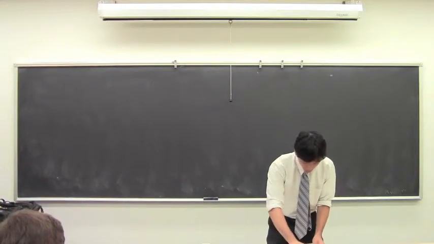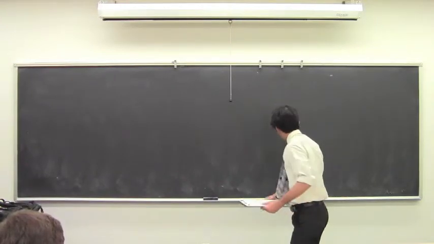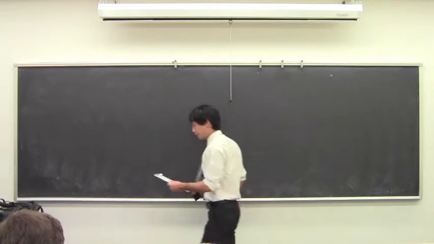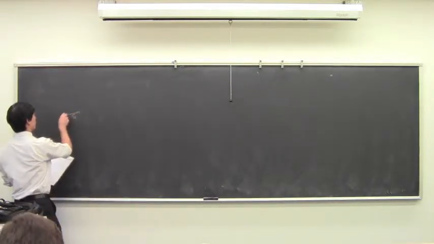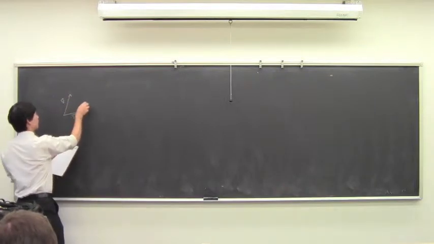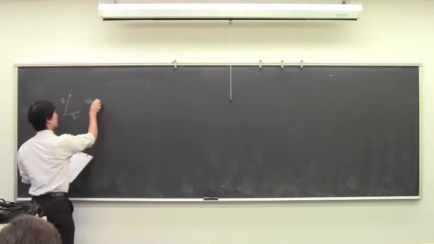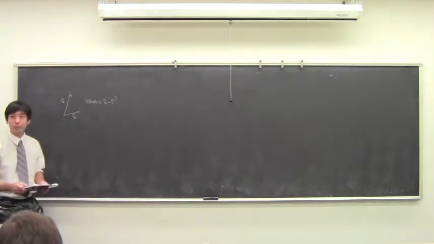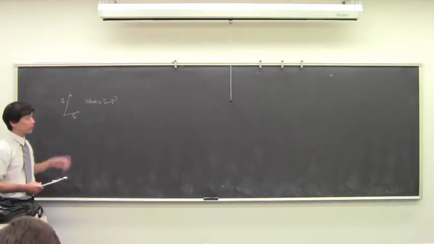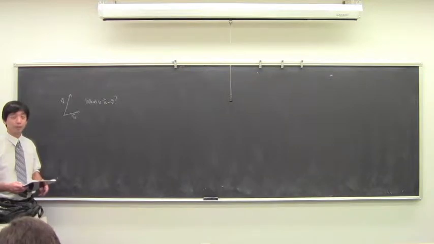Okay, so let me just start off with a warm-up question. You have two vectors, u and v. What is u minus v? Okay, so draw me a picture. Draw a picture of u minus v.